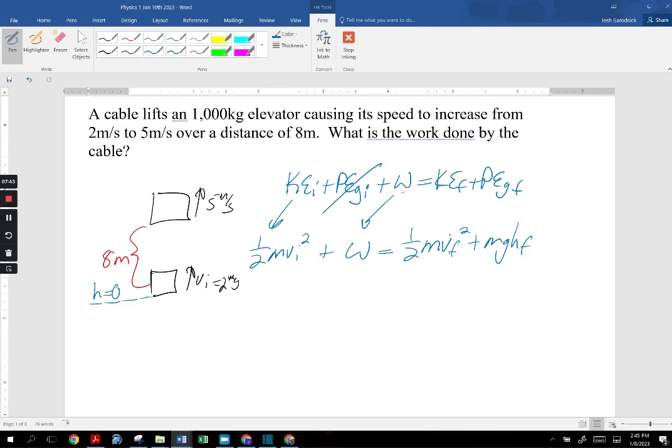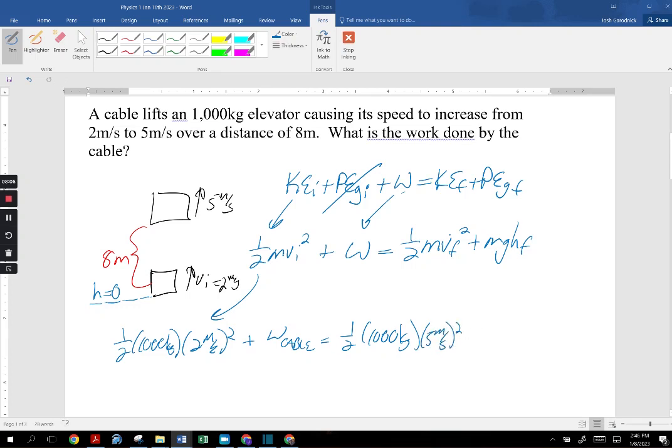And now you simply sub in your numbers. 1/2 times 1,000 kilograms times 2 meters per second quantity squared plus the work done by the cable equals 1/2 times 1,000 times 5 meters per second quantity squared plus mgh. So we have g is 9.8 and h is 8 meters.